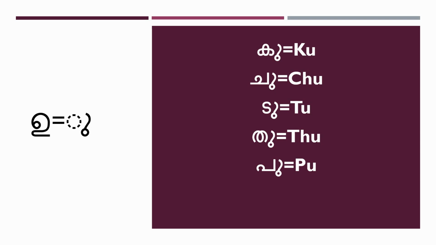First is ku, chu. Third is tu. Fourth is tu. Fifth is pu. So that is the short one, u. Oh, that is how it is written. So let us see some examples to better understand this.